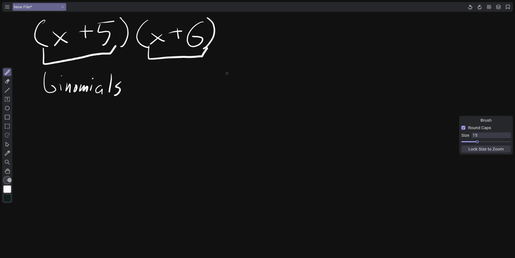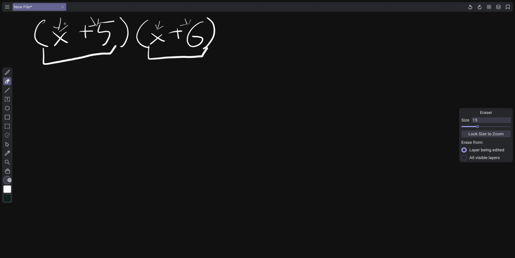And what a binomial is, it is a collection of two terms separated by either a plus sign or a minus sign. So in this case, the x here would be a term, the 5 here would be a term, and then the x would be a term on this side, and then the 6 would also be a term on this side. So those are the words I'll be using to describe them throughout this video. Now, how do we actually go about multiplying them?